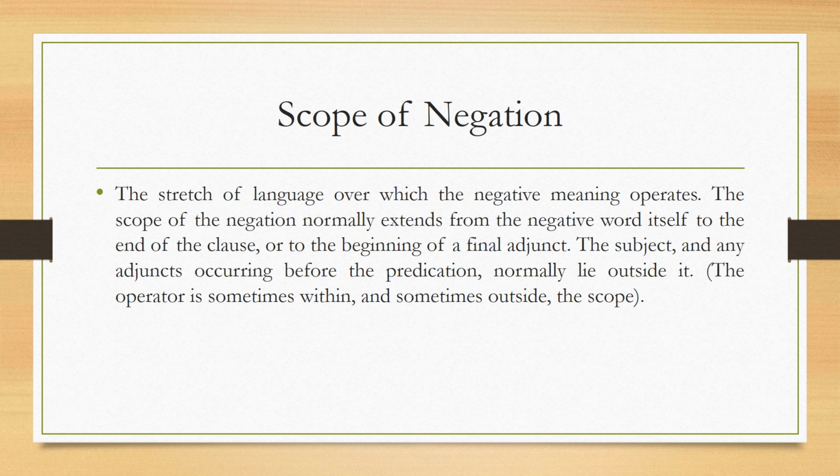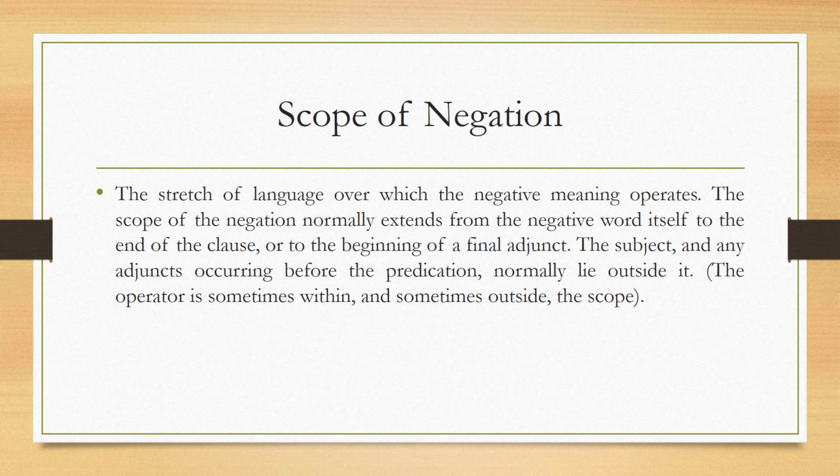So what is the scope of negation? It is a stretch of language over which the negative meaning operates. Stretch means it is a part of the language which has a negative meaning. Why does it have a negative meaning? In fact, it starts with the negative word, that is not. So the scope of negation normally extends from the negative word itself to the end of the clause, or to the beginning of a final agent.